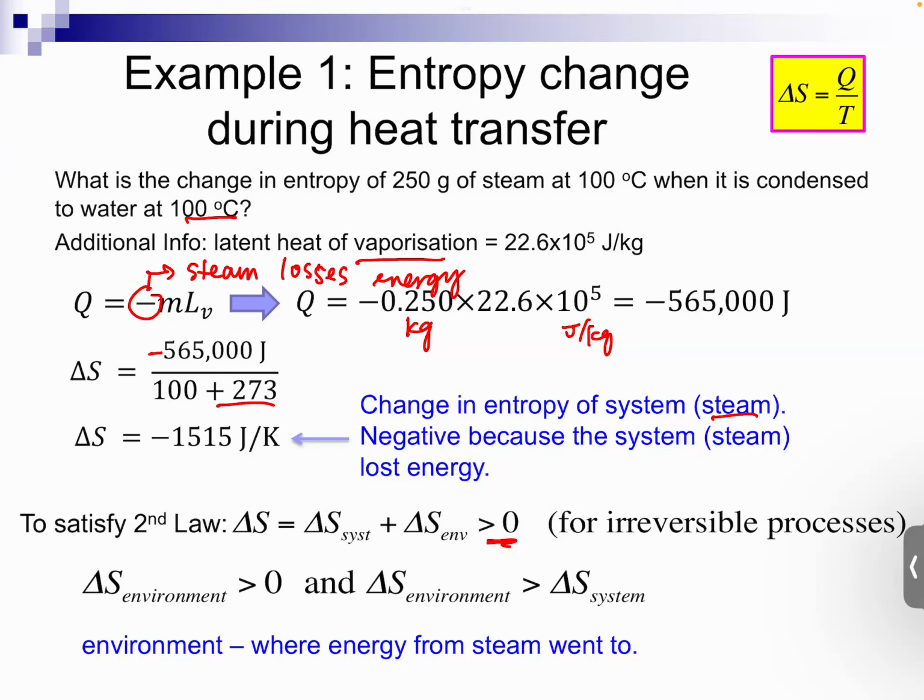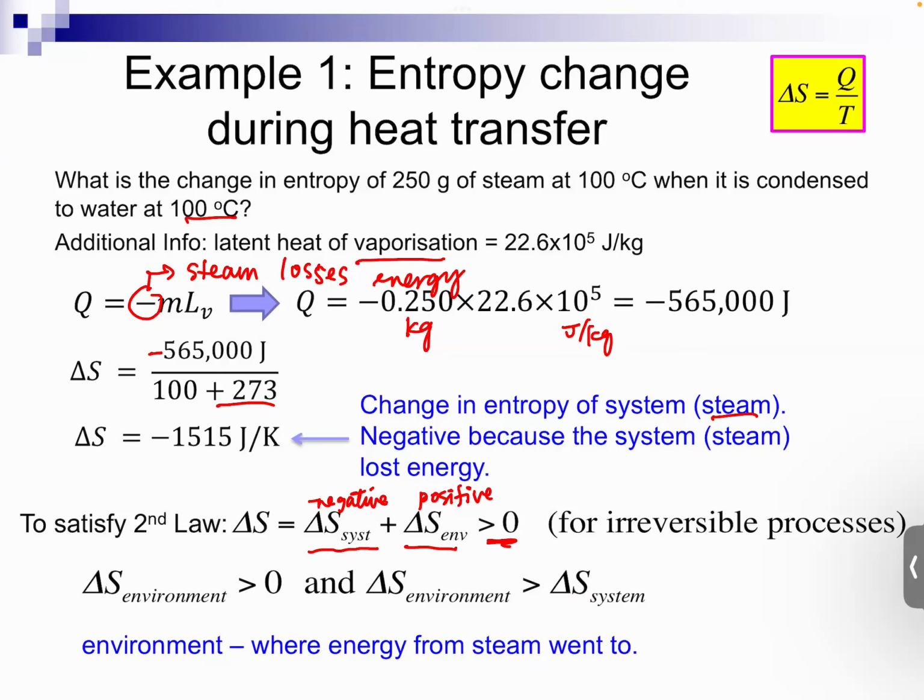It's not positive. The second law of thermodynamics says that the change in entropy of the system, the steam, plus the change in entropy of the environment, where the energy of the steam went to, should be a combination of these changes of entropy. And to satisfy the second law of thermodynamics, if the change in entropy of the system is negative, then the change in entropy of the environment should be positive. So that if you're adding a negative number and a positive number, you will get a positive total change in entropy if this positive number is greater than the negative number.